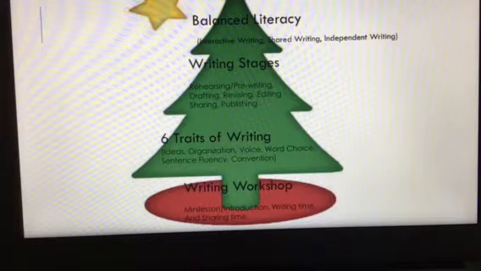The next type of writing is shared writing. This is when the students formulate ideas and the teacher writes it on the paper. The last type of writing is independent writing. This is when the student can create their own writing and express their ideas and organize their paper however they desire.